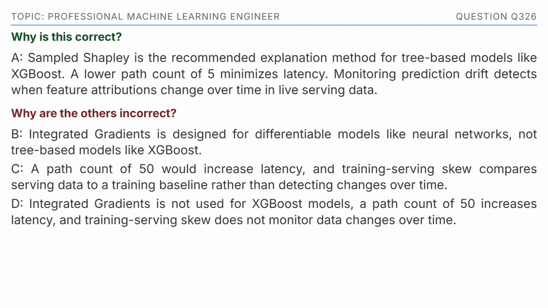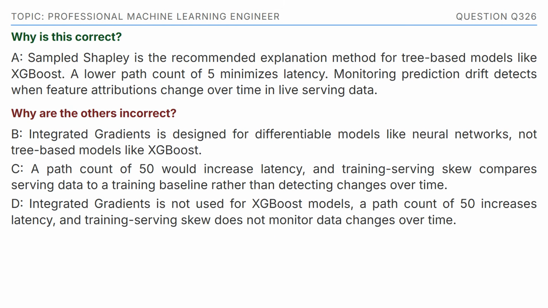Why is this correct? A. Sampled Shapley is the recommended explanation method for tree-based models like XGBoost. A lower path count of 5 minimizes latency. Monitoring prediction drift detects when feature attributions change over time in live serving data.